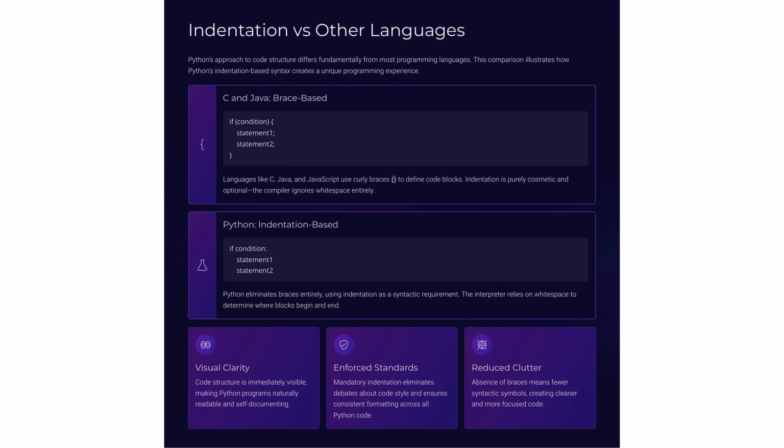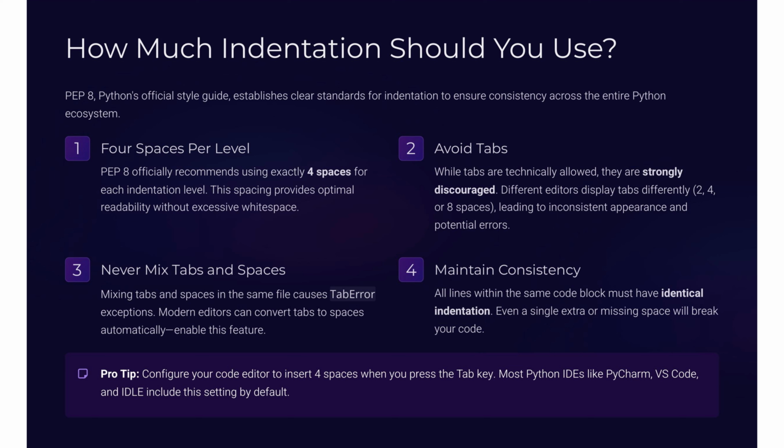In Python, indentation is mandatory, enhancing readability and enforcing consistent formatting. This approach reduces syntactic clutter, making Python code cleaner and more self-documenting, as the interpreter uses white space to determine block structure. PEP 8 recommends using 4 spaces per indentation level for optimal readability.